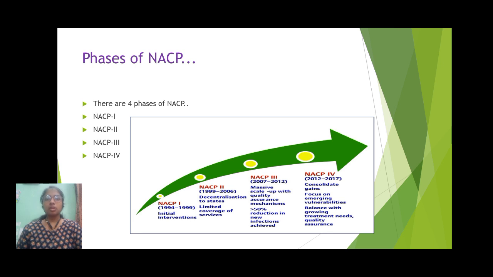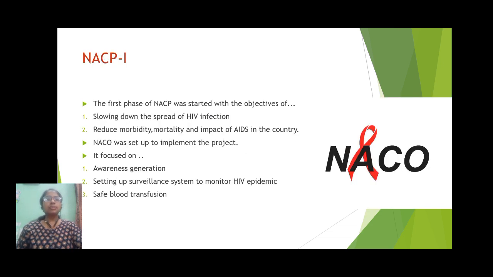Phases of NACP. The NACP was launched in four phases: NACP 1, NACP 2, NACP 3, and NACP 4. NACP 1 was launched in 1994 up to 1999, NACP 2 under the year 1999 to 2006, NACP 3 under the year 2007 to 2012, and NACP 4 under the year 2012 to 2017. Now we will discuss NACP 1.